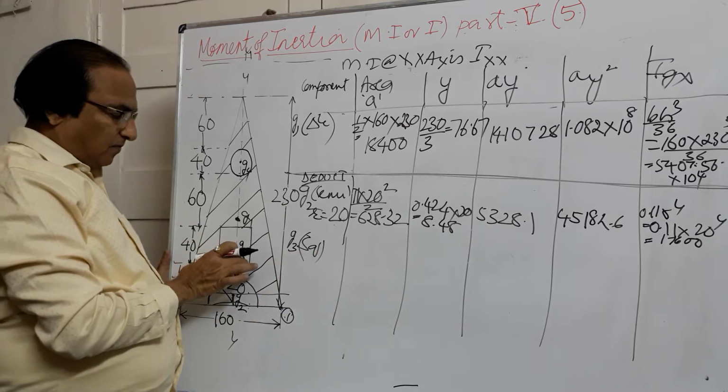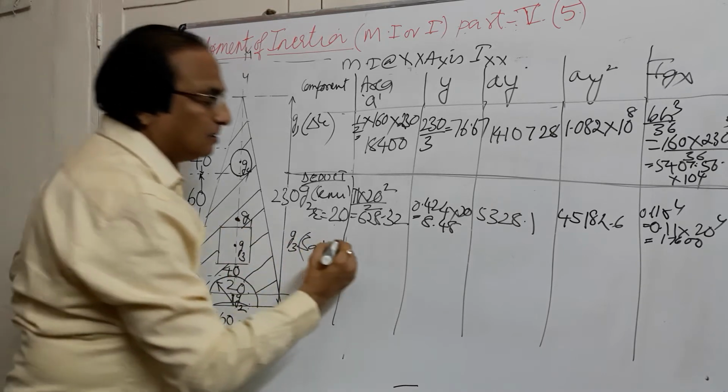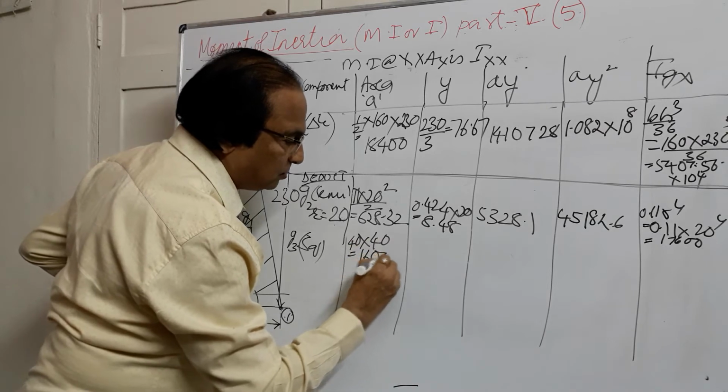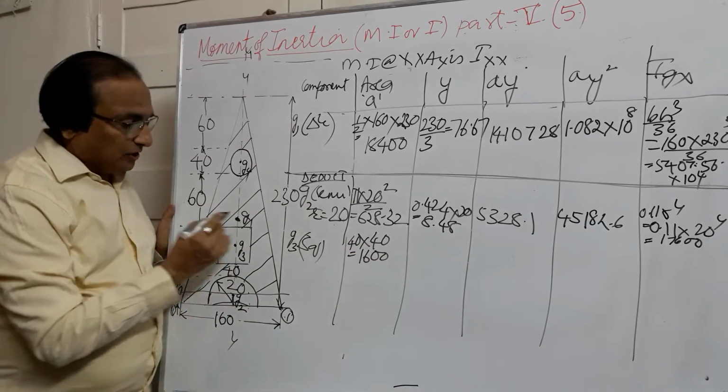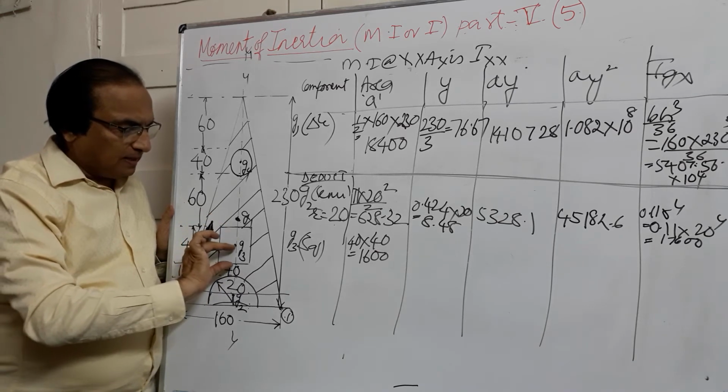Area of the square is 40 by 40. 40 is the width and 40 is the height here. So 40 by 40, this will be equal to 1600. We know the center of a square is at the center. This total is 40, so this will be 20.